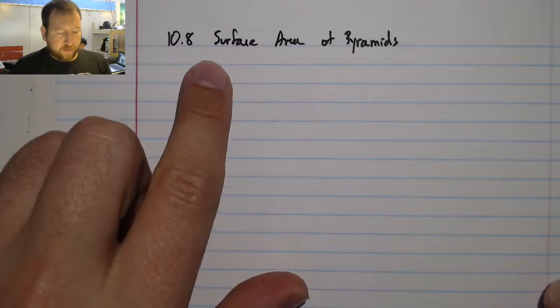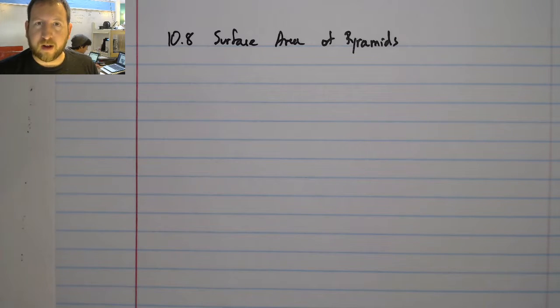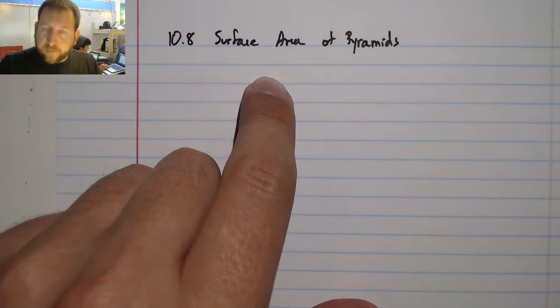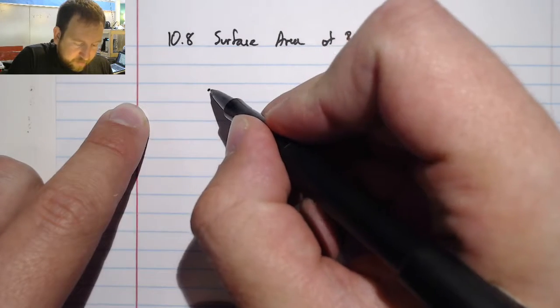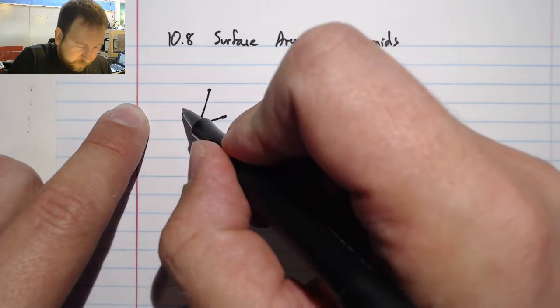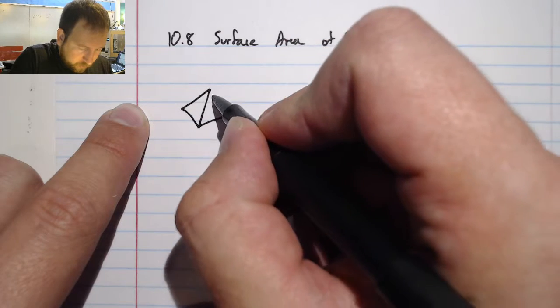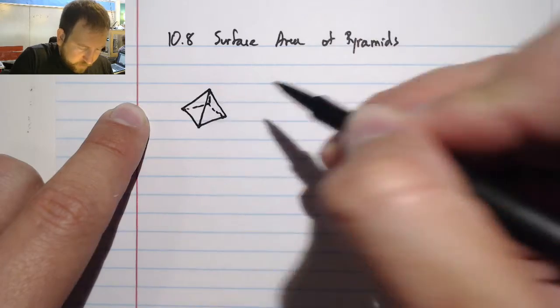All right, I'm going to talk about section 10.8, surface area of pyramids. Continuing on our current theme of surface area of all kinds of 3D shapes. I'm going to do my best to draw a pyramid, but I'm not making any promises because pyramids are one of my hardest shapes to draw. Oh, actually, this one turned out okay.